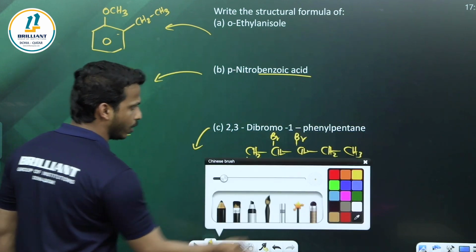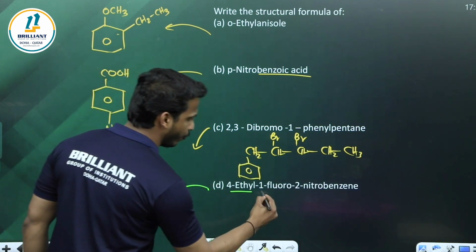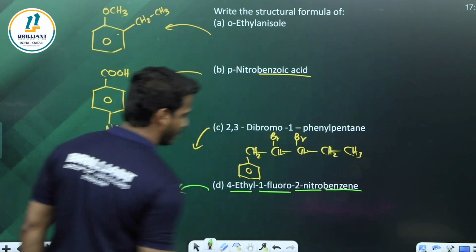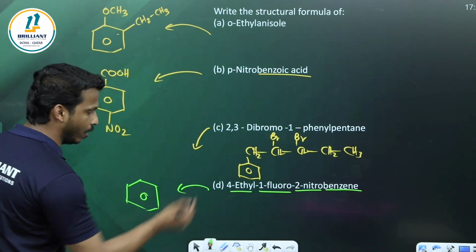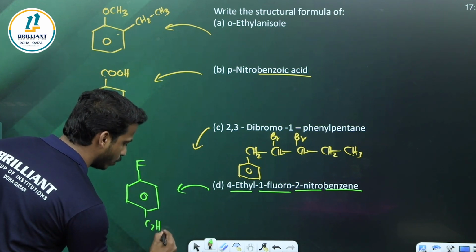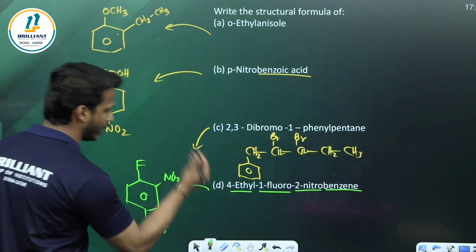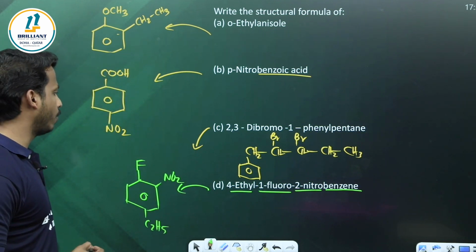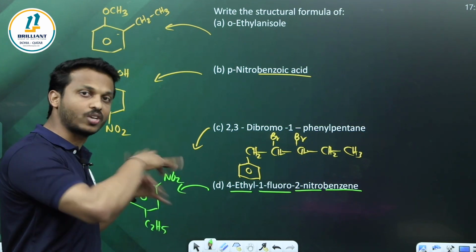Let's see the D question. All carefully listen on D question. 4-ethyl, 1-fluoro, 2-nitro, benzene. So benzene is there. Let us fix the substituents. First position fluorine, fourth position ethyl, C2H5 or CH2CH3, and second position nitro. Correct? Okay, 4-ethyl, 1-fluoro, 2-nitro, benzene. Clear all of you? Simple thing to write the structure.